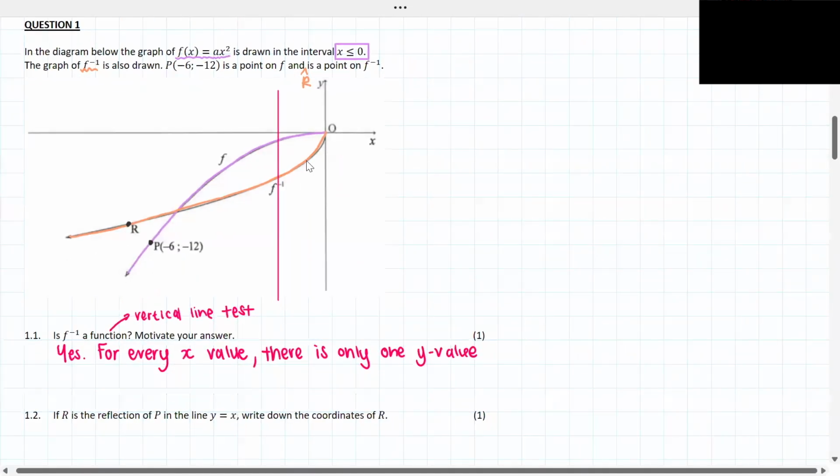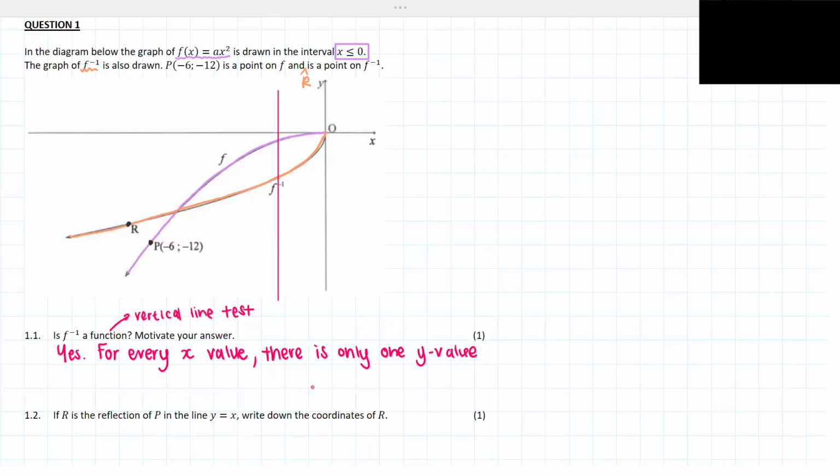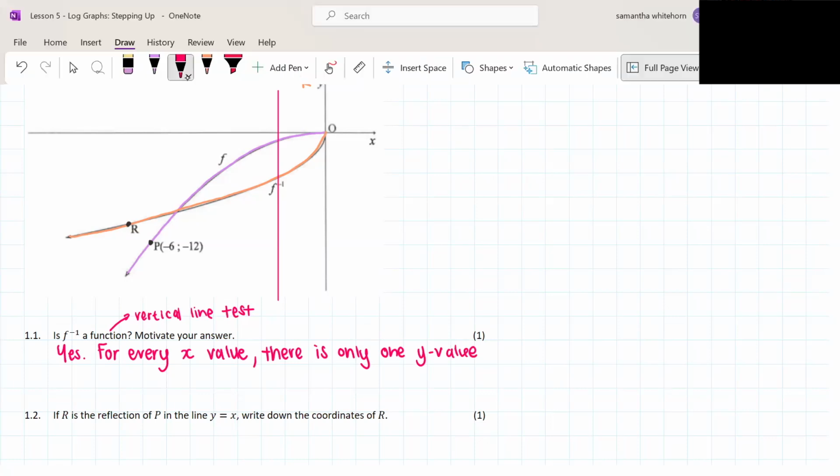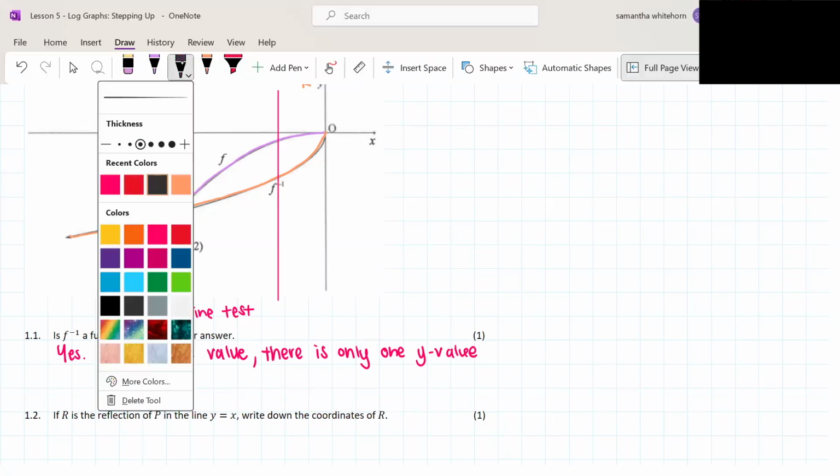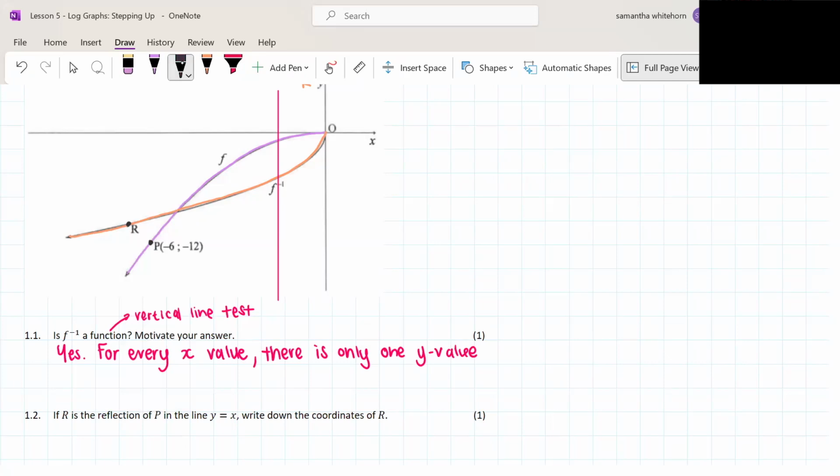All right, so 1.2 asks, if R is the reflection of P in the line y equals x, write down the coordinates of R. Okay, now often the words overwhelm us, but we shouldn't let them.